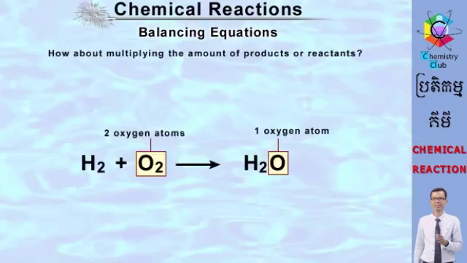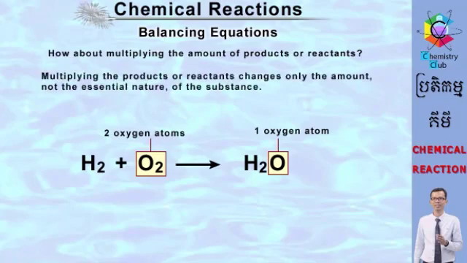Instead of changing the subscript, how about multiplying the amount of products or reactants? This is an acceptable way to manipulate an equation because only the amount of the substance changes, not its essential nature. In the example of water formation, 2 atoms of oxygen are needed on the right to balance the 2 atoms of oxygen on the left. This increase in the number of oxygen atoms can be achieved by doubling the number of water molecules. A whole number that precedes a chemical formula and tells how many units of the substance are present is called a coefficient.